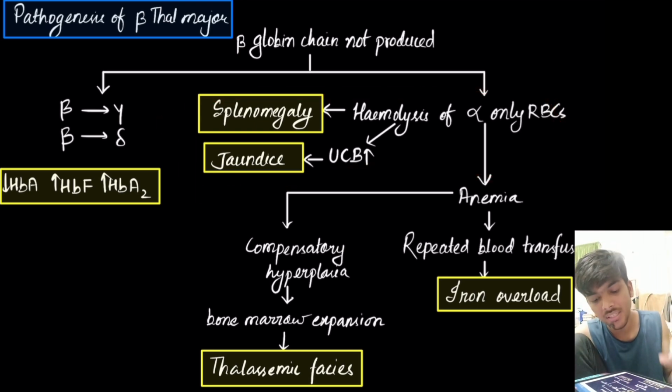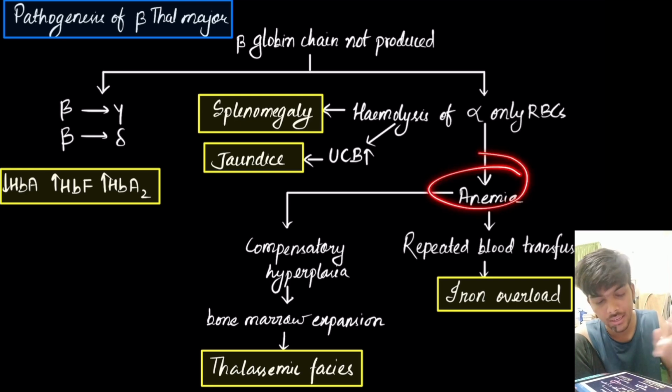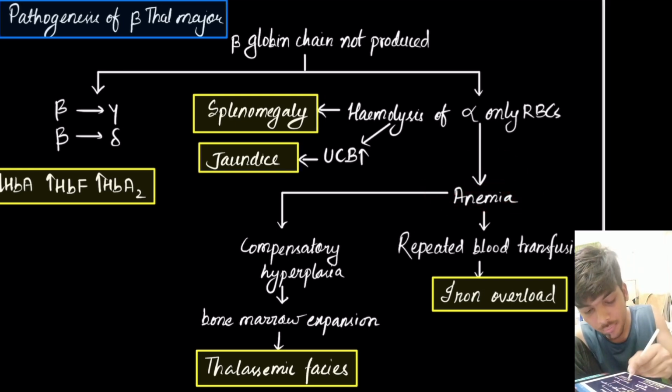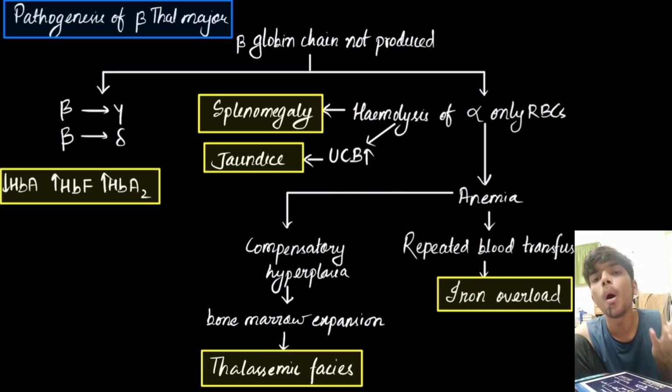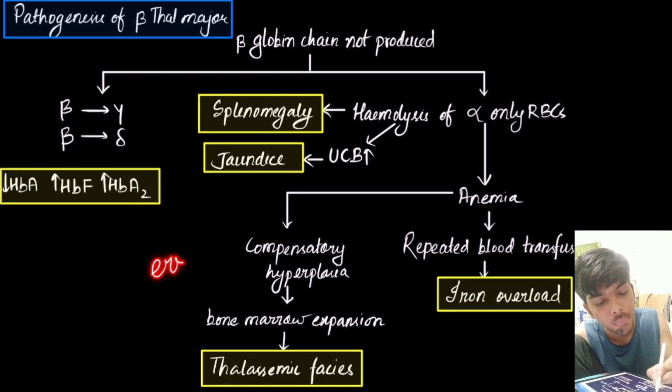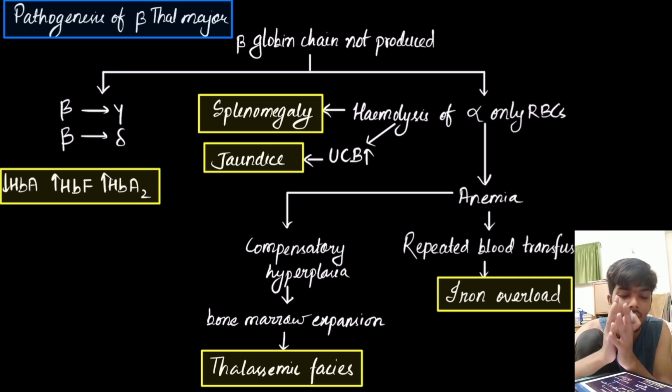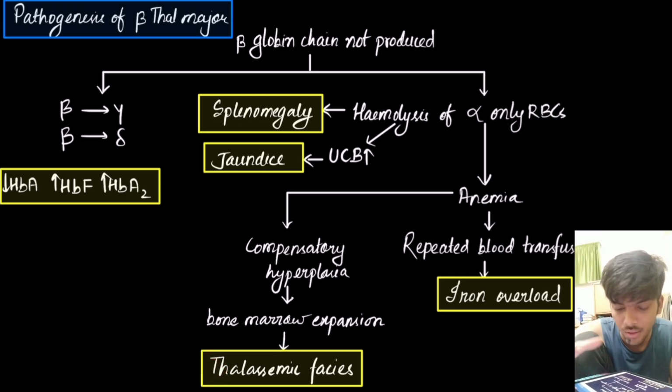Alright, now the RBCs have been destroyed, leading to hemolytic anemia. Since there is hemolytic anemia, there is obviously a reduction in the number of red blood cells. So the body tries to compensate for the decrease in the number of red blood cells. How? By bringing about compensatory hyperplasia, that is, the number of erythroid cells increases. As a result, the bone marrow becomes wider, or expansion of the bone marrow takes place. If expansion of the bone marrow within the cheekbones occurs, that leads to thalassemic facies. What does it look like?